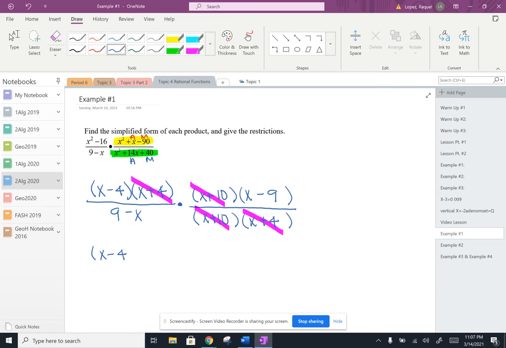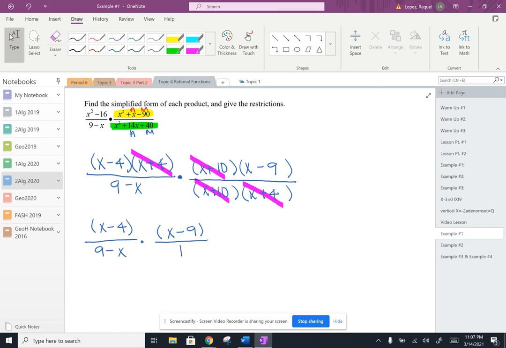I'm going to write x minus 4 over 9 minus x, times x minus 9. Since I've reduced everything in my denominator for that second fraction, this is going to be all over 1. So this is what I've got left. Now, I see that this looks very similar to this, but it's not quite the same. However, I can manipulate this second factor down here to look like x minus 9. To do that, I'm going to factor a negative 1 out of that expression.